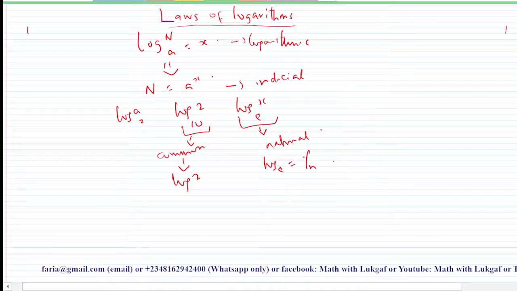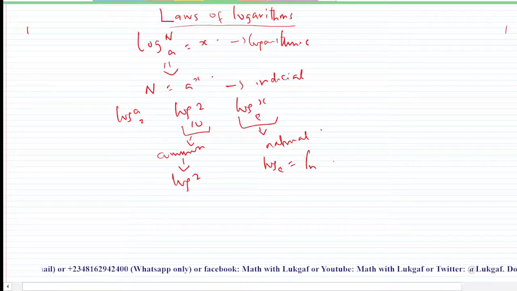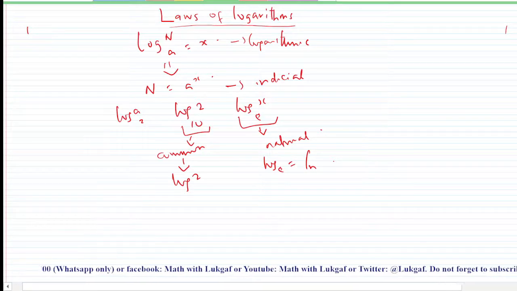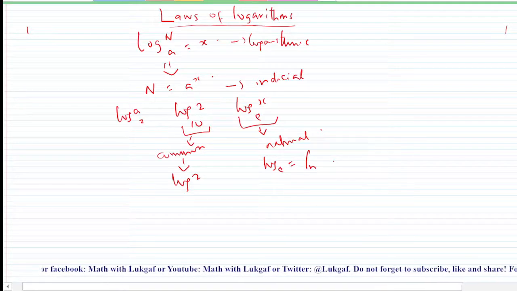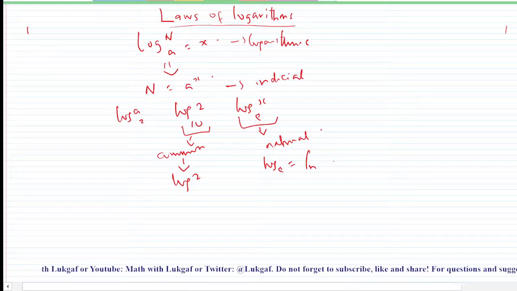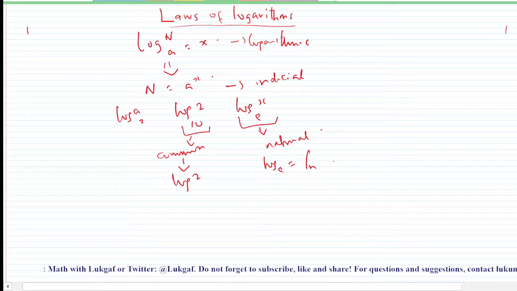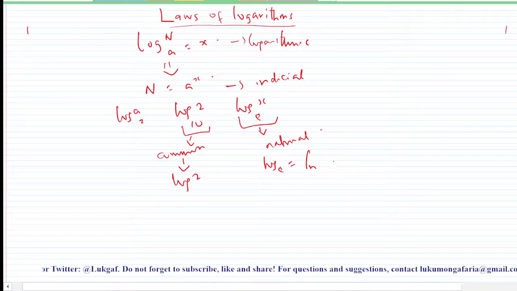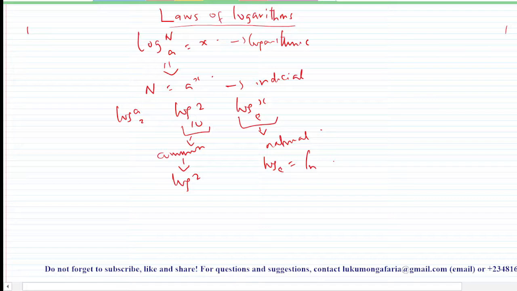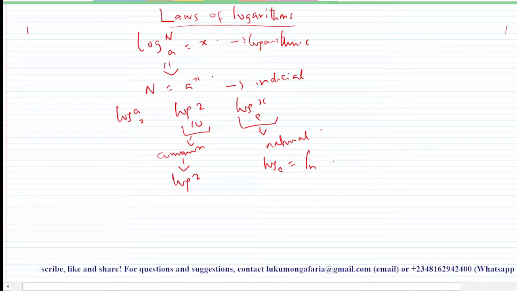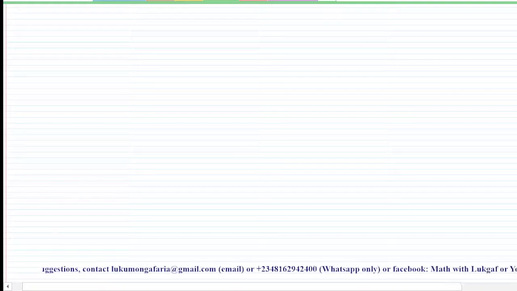So today I'm going to continue with the laws of logarithm. If you remember, when I explained indices, I explained some of the laws guiding indices. The principle of operation in indices is similar to that of logarithm as well. Now let me explain what I'm trying to say.